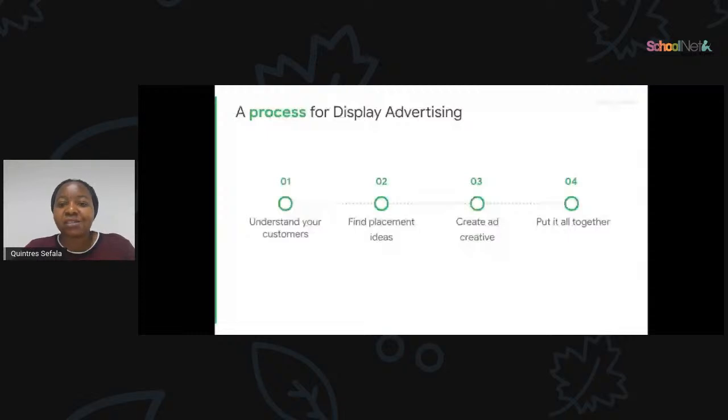So, what is the process of display advertising? First, you need to understand your customers. You need to find your placement and ideas. So, understand where you want to place your content. Which sites? Where exactly do you want to put it? Do you want to put it on sites that are closely related to your service or product? Do you want to put it on a site that has nothing to do with your product or service? And then also create a compelling advertisement with good quality photos that can be attractive to your customers, and then put it all together and share it with your customers.